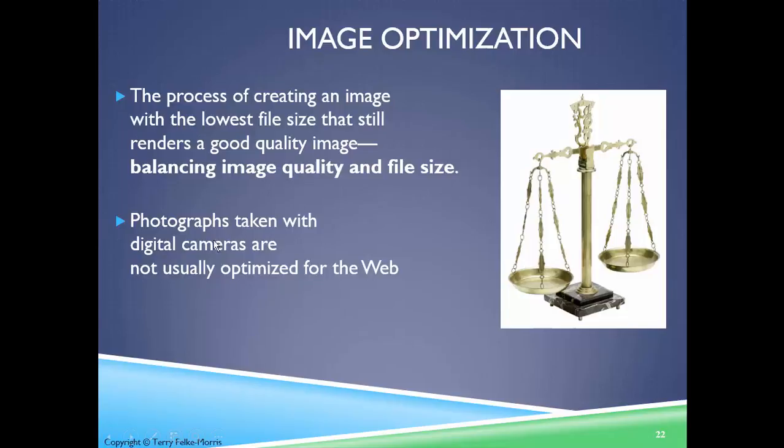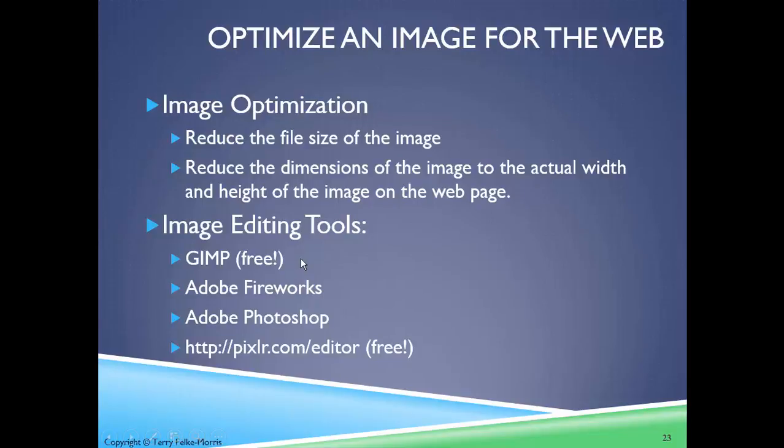Notice photographs taken with digital cameras are not usually optimized for the web. So there are several different kinds of image optimizations that you can use. The one that's in here that I would recommend is GIMP, G-I-M-P. I've used it before. One of the things that it allows you to do is to take an existing image and save it to another size with typically very little loss in quality.